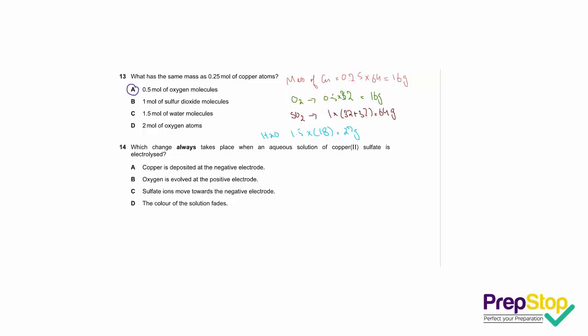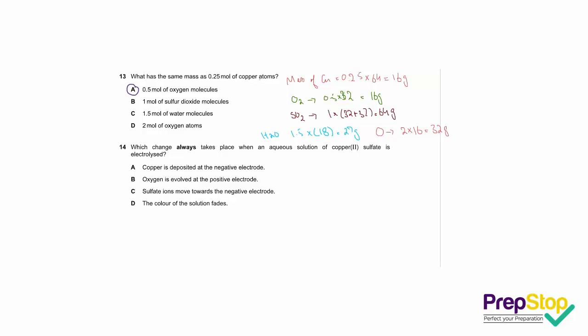Lastly, we see that we have 2 moles of oxygen atoms. Since oxygen atoms only have the formula O, this means that 2 moles of oxygen atoms with the AR 16 give us 32 grams. Hence, we see that only option A has the same mass as 0.25 mole of copper atoms.